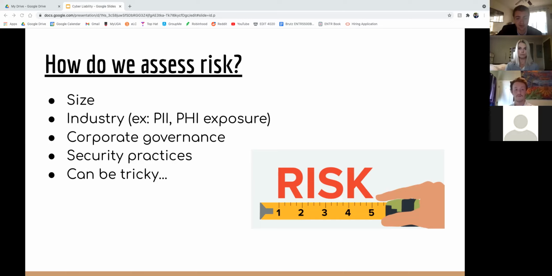Assessing risk can be very tricky since the cyber market is relatively new, and because of this, there is very limited data on claims histories in certain industries. Even if companies have high security practices, they could still face a cyber attack because cyber criminals are finding new ways to infiltrate company networks.